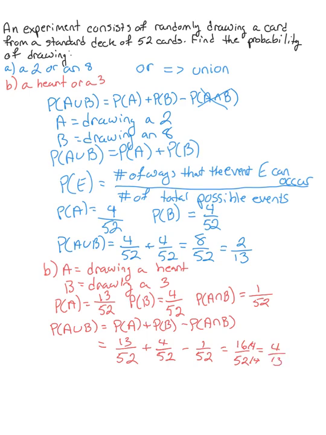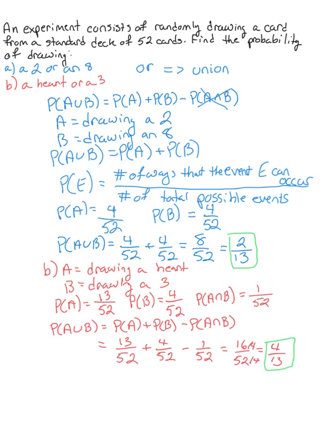Comparing these two probabilities, because they have the same denominator, we can easily compare them. This is saying that the probability of drawing a 2 or an 8 is less likely than drawing a heart or a 3. That makes sense because there are only 8 different cards in the deck that fit either a 2 or an 8. But there are many more cards in the deck that fit the description of drawing a heart or a 3.